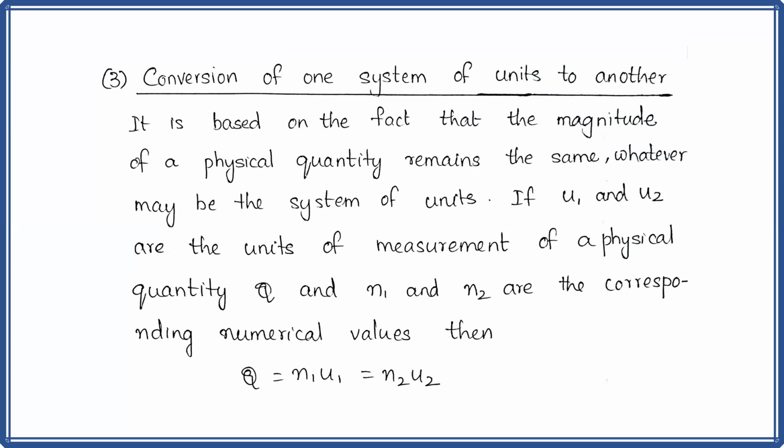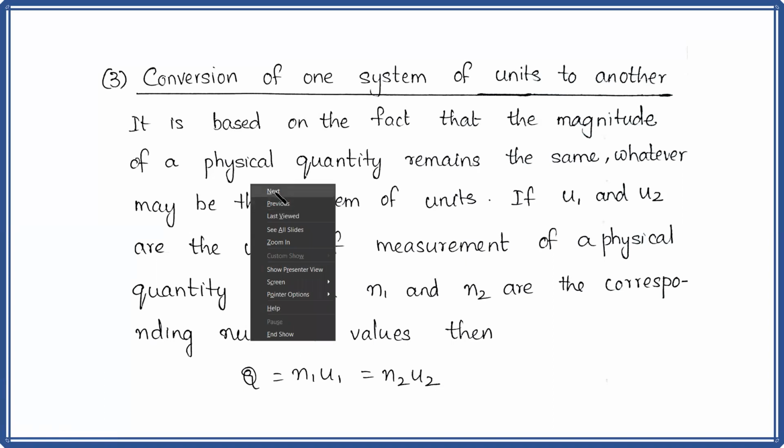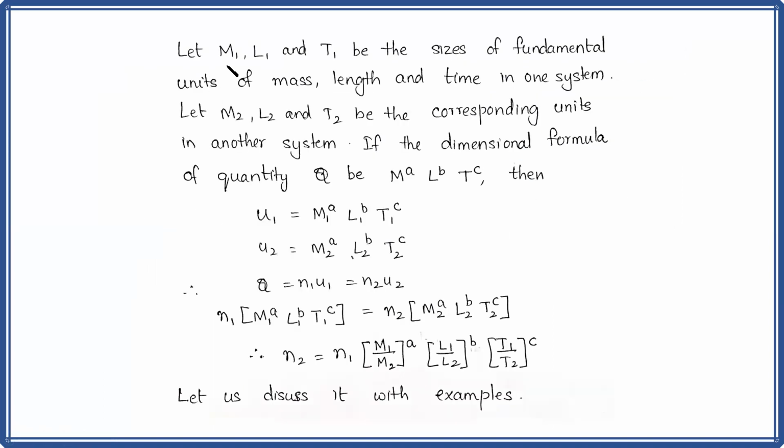U1, U2 are the units of measurement, and N1, N2 are the corresponding numerical values. To understand this, we definitely have to see one example.